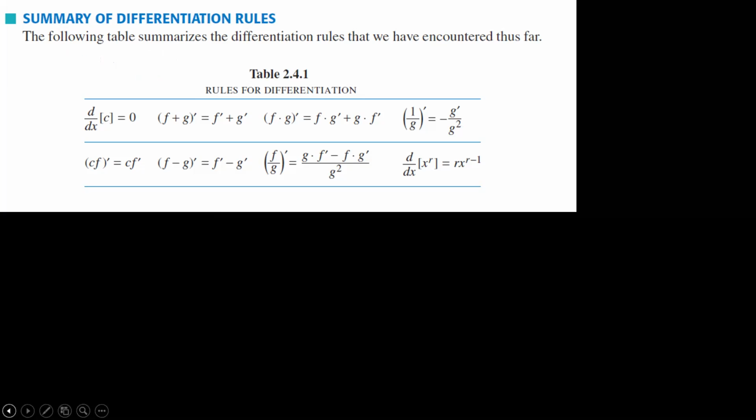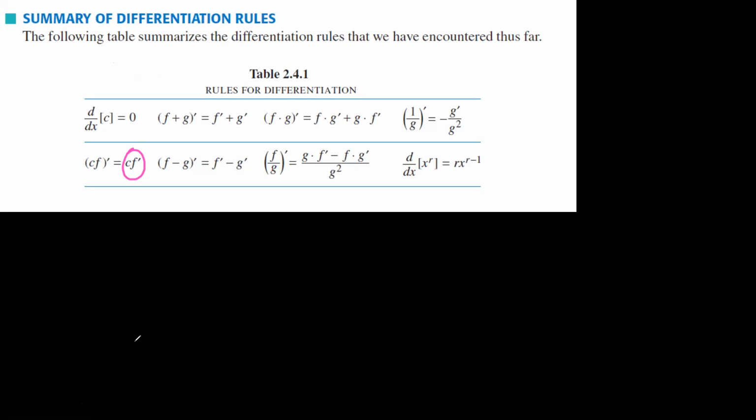Now, let's have a revision. This table shows the rules of differentiation that we have covered thus far. The first one: the derivative of a constant is 0. If there is a constant times a function, you take the constant outside, then find the derivative of f, as we see here.